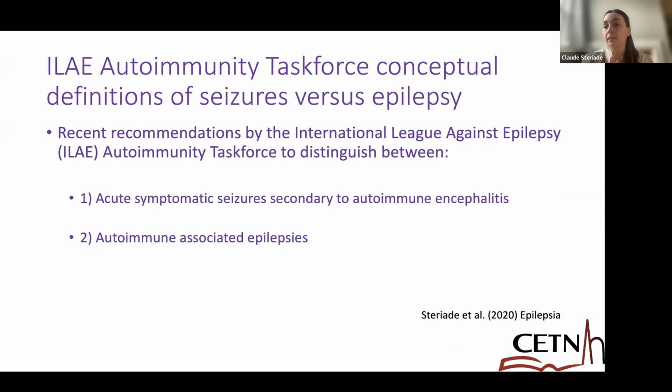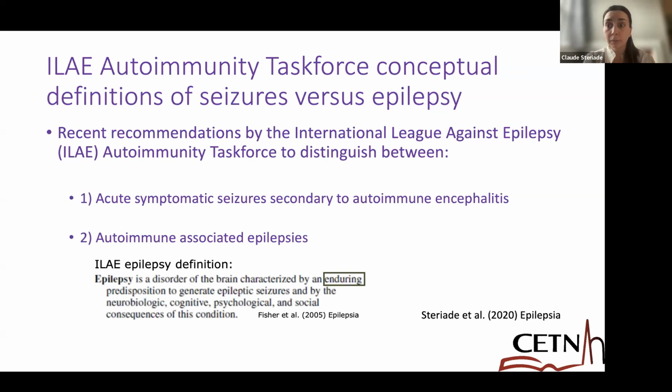So those two settings that I talked about, the first where a patient has a full-blown syndrome of encephalitis and may have seizures as part of this, versus the second where the patient's primary problem is the seizures, are different. The first thing we did in the International League Against Epilepsy Autoimmunity Taskforce was to highlight that and conceptualize it more clearly, because up to then, the literature was full of reports of autoimmune epilepsy when referring to seizures in the context of an acute autoimmune encephalitis, for example, an NMDA. To explain why that's problematic, I just want to go back to what is epilepsy.